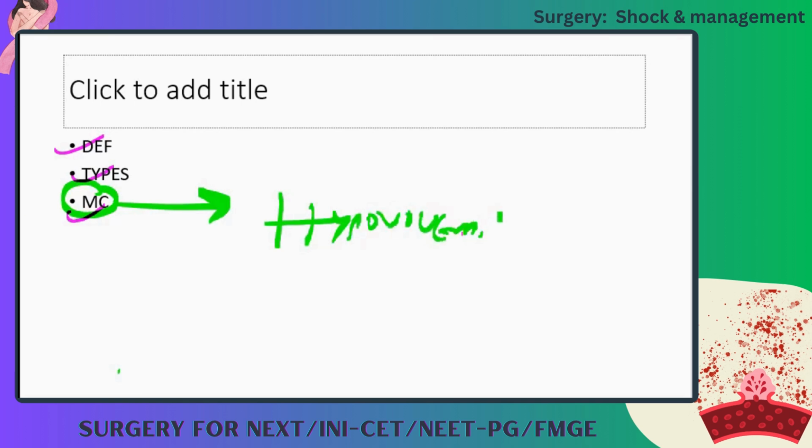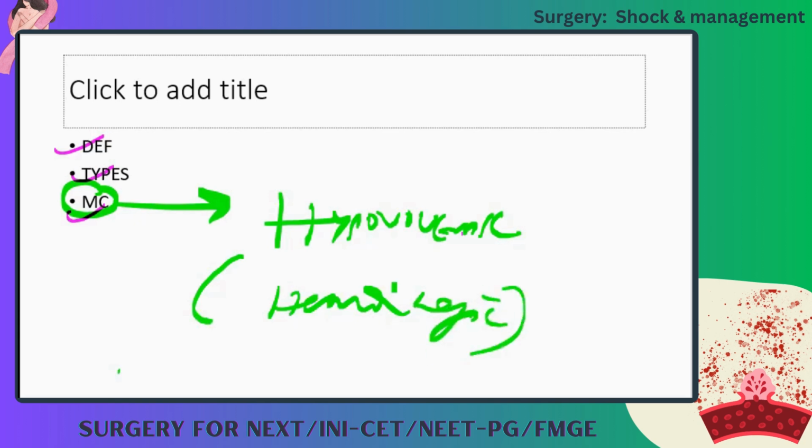Hypovolemic shock. In this again, hemorrhagic shock due to blood loss. Hypovolemia may be due to any reason, even acute gastroenteritis, severe vomiting, gastric outlet obstruction, hemorrhoids. All these cause hypovolemia. But the most common is hemorrhagic shock.